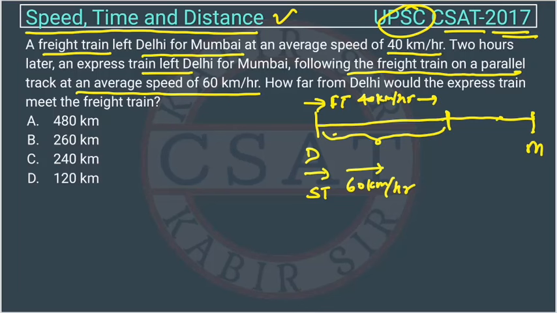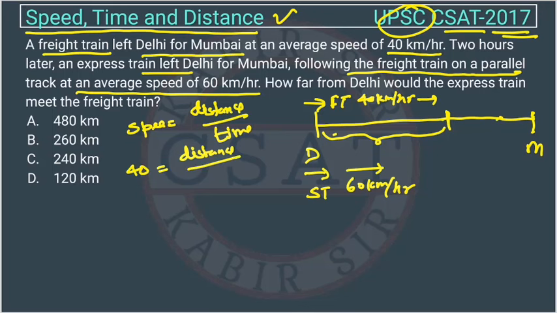We know the formula, speed is equal to distance upon time, right? So we will use this formula. The speed is 40 km per hour, and we want to know the distance the freight train covered, and the time is 2 hours. So distance will be 40 into 2 is equal to 80. So the freight train is at 80 kilometers. This distance is 80 km. Now when this train reaches here, the express train starts, right? Now it becomes a question of police and thief kind of questions.